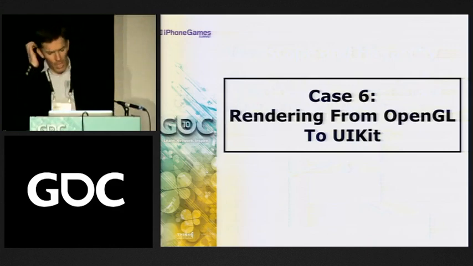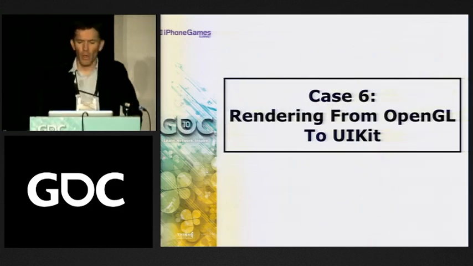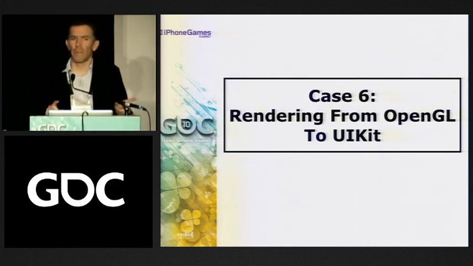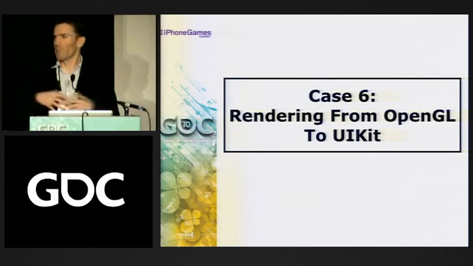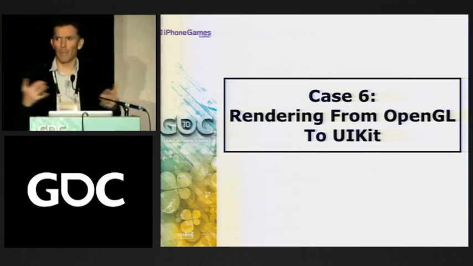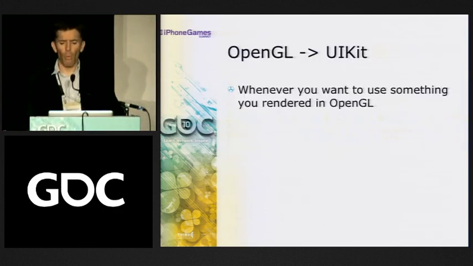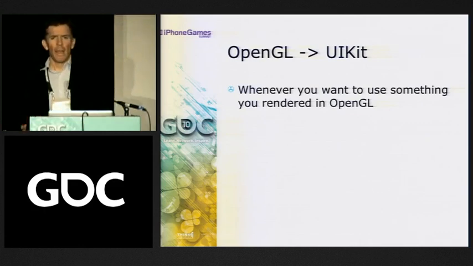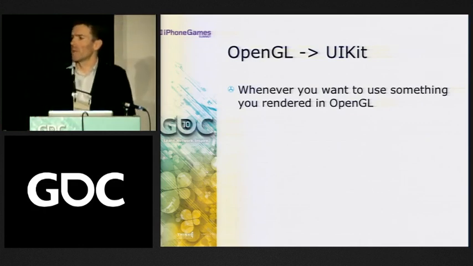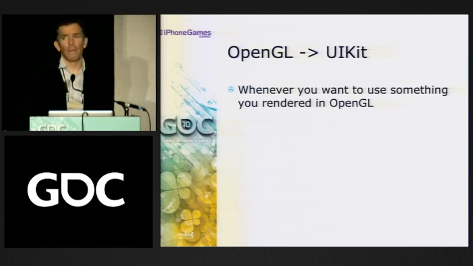Okay, two more cases that I want to talk about, which is how to transfer data back and forth. And that's sort of going to complete our full integration. Once we know how to do those things, we have perfect integration of OpenGL and UIKit. So why would you want to transfer data from OpenGL to UIKit? Anytime you want to do something with what you've rendered in OpenGL other than just display it on the screen. That's sort of the default.